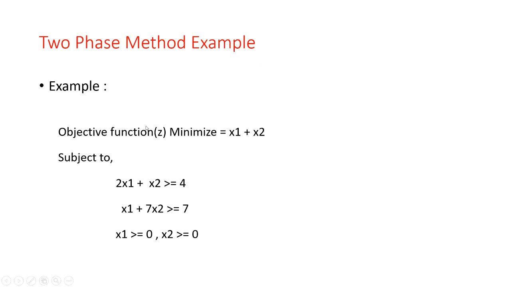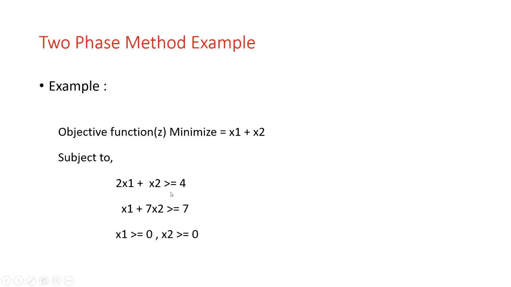Here we have one objective function, in the form of minimize z equal to x1 plus x2. The subject constraints are 2x1 plus x2 greater than or equal to 4, x1 plus 7x2 greater than or equal to 7, and two non-negative constraints: x1 greater than or equal to 0 and x2 also greater than or equal to 0.